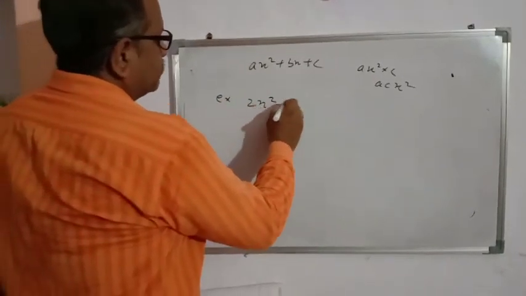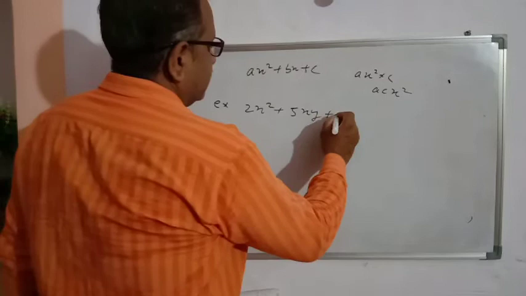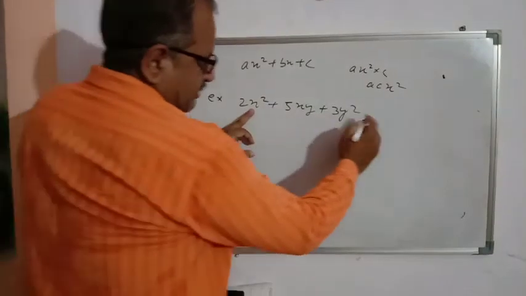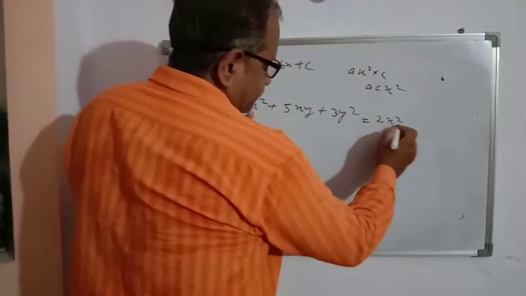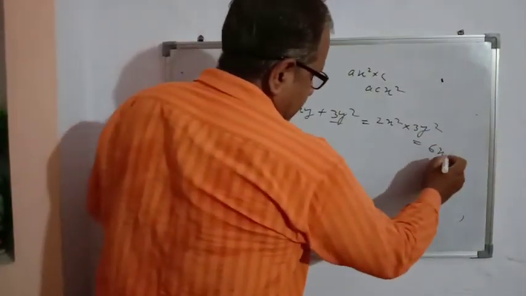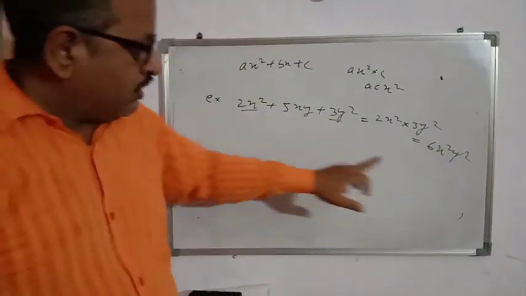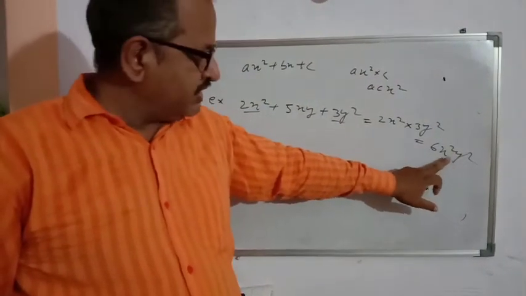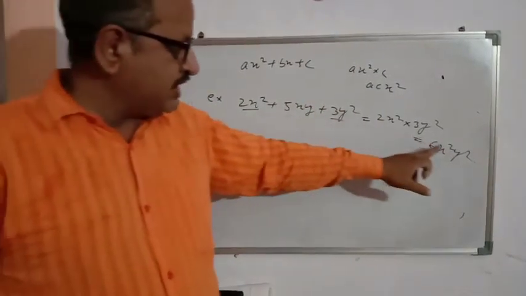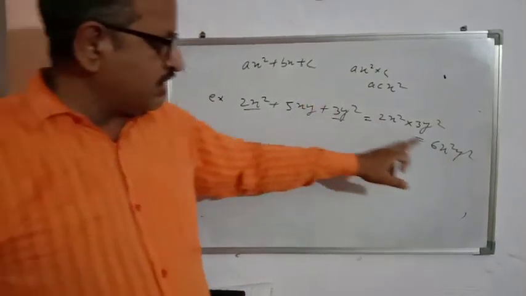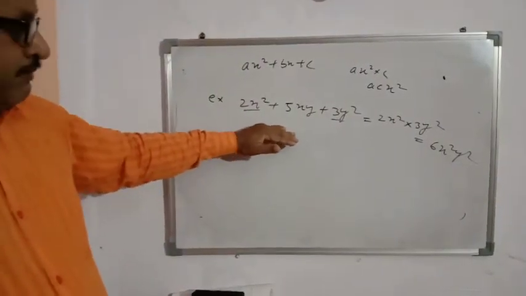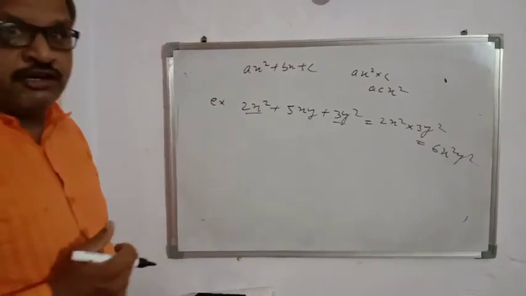Suppose 2x square plus 5xy plus 3y square is given. So multiply first and last term: 2x square into 3y square. We will get 6x square y square. What is the power of the literal in this product? Power of x is 2, power of y is 2. But in the middle term, power of x is 1, which is half of this, and power of y is 1, which is half of y to the power 2. In this case, we can apply the method of splitting the middle term. Otherwise, we cannot apply it.